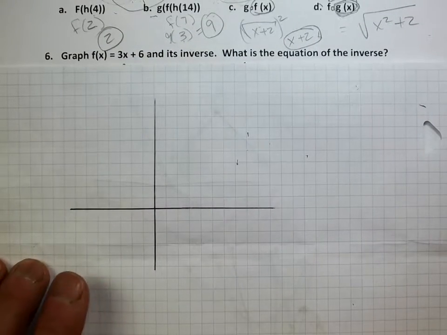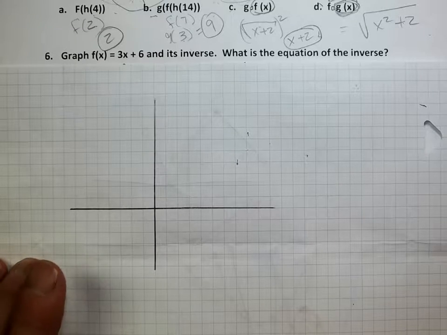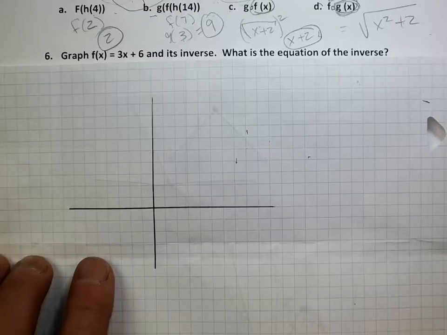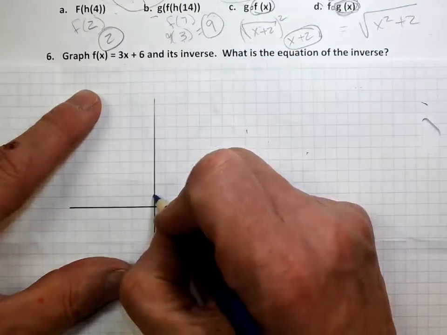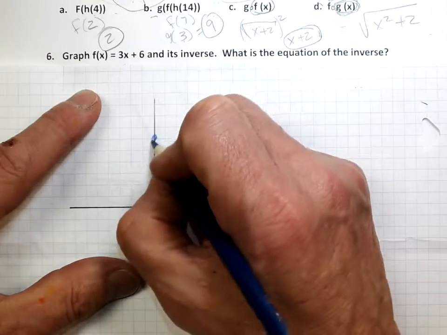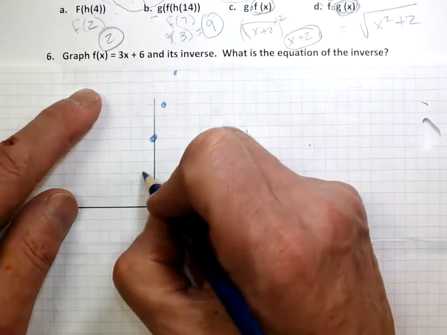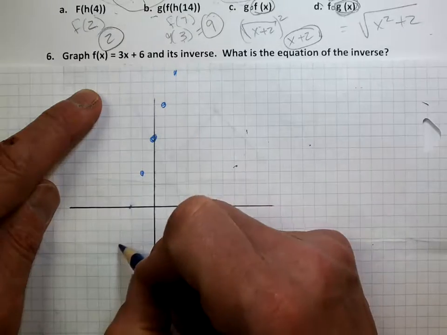Okay, so let's first of all graph f of x. So Marie's right. Let's start at, let's see, where's my blue? Here's my blue, okay? So I'll start at 6. 1, 2, 3, 4, 5, 6, right? Let's go up 3 over 1, up 3 over 1, right? Okay.